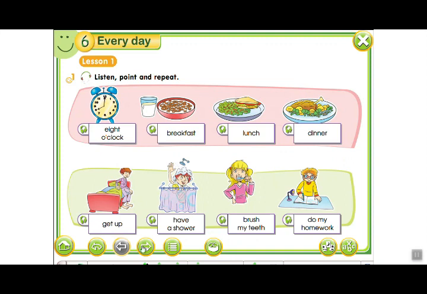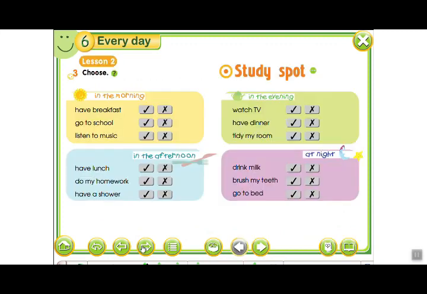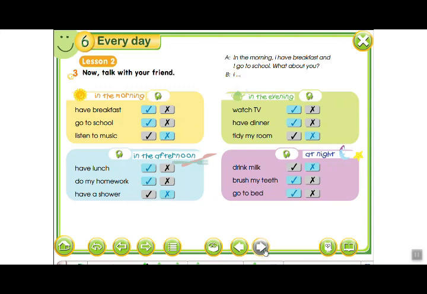Listen and repeat after the speaker. And here we have the same vocabularies, but now in conversations. Here we have in the morning, and here in the evening, in the afternoon, and at night. Okay, so listen to each conversation and try to make another conversation like it.